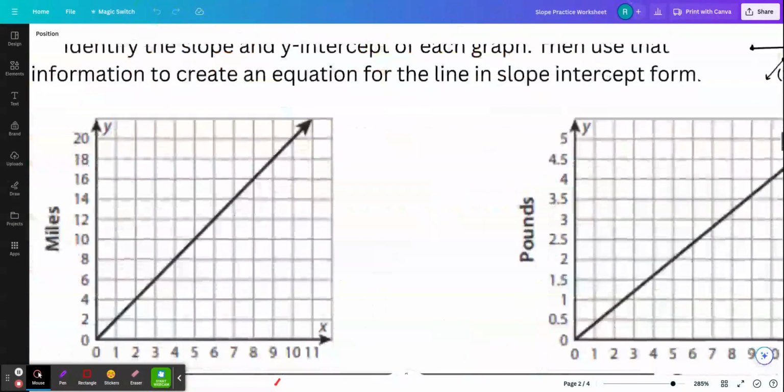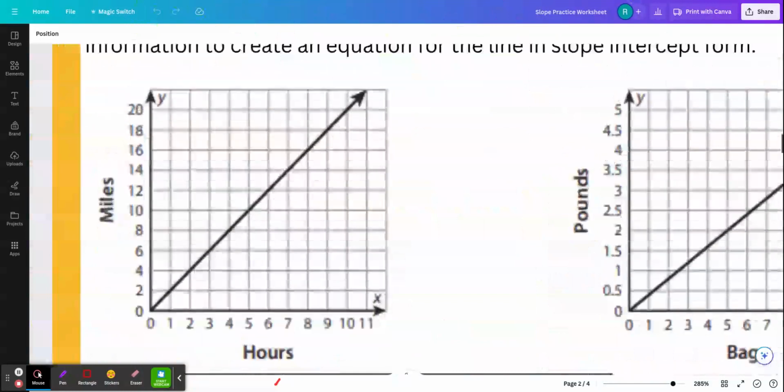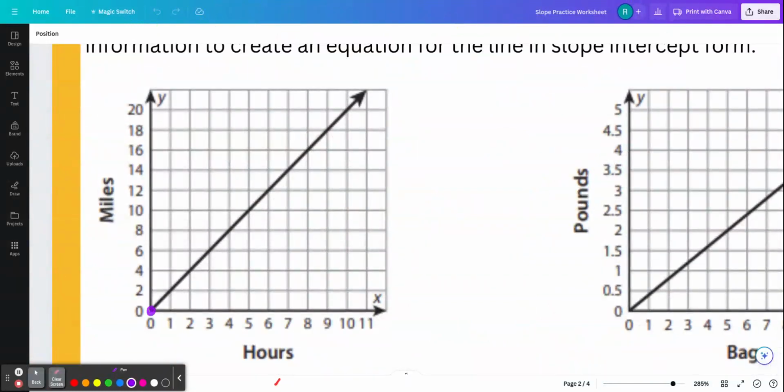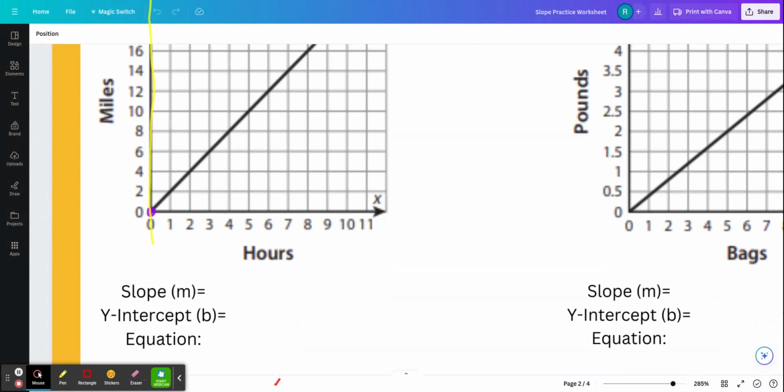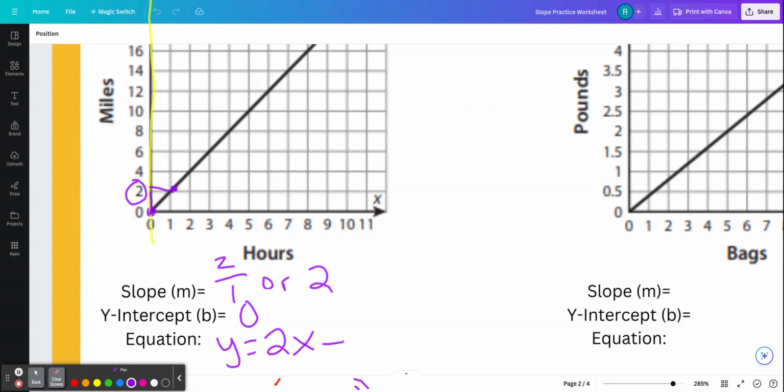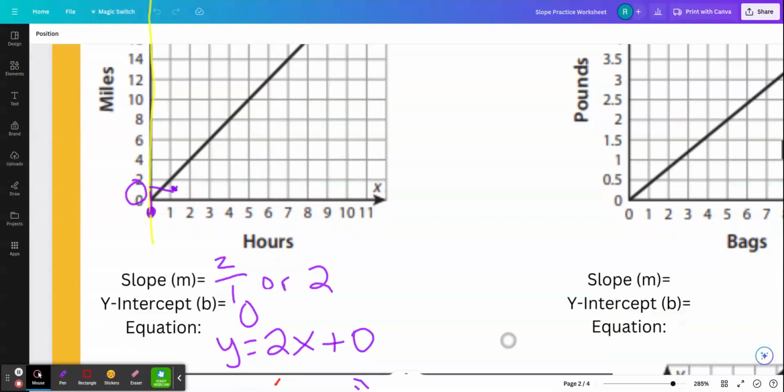Page 2, you're trying to identify the slope and y-intercept of each graph and then create your equation. So remember, your y-intercept is going to be where that line hits this y-axis. So in this case, the y-intercept would be 0. The slope is from there to your next point. So in this case, it went up 2. I know it's only one box, but each box is worth 2 over 1. So your slope is 2 over 1, or just 2, which means your equation would be y equals 2x plus 0. Okay, hopefully that helps you on that one. Okay, let's go to the next problem type.